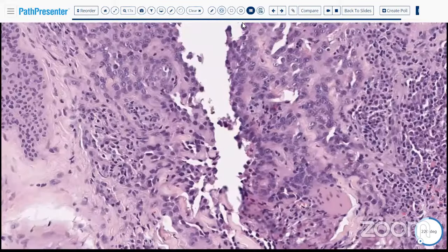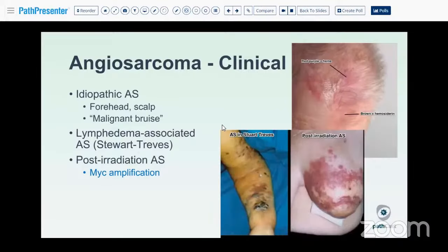And this is a really helpful clue. Here we have this crack-like cleft and hyperchromatic cells that are actually jutting out into the center of that space. That is called the creek phenomenon of angiosarcoma, which is a really unique finding, and I find it the most helpful clue for angiosarcoma. This presents as a so-called malignant bruise in the idiopathic form. We see this in the elderly on the forehead and scalp. So a bruise that doesn't go away.